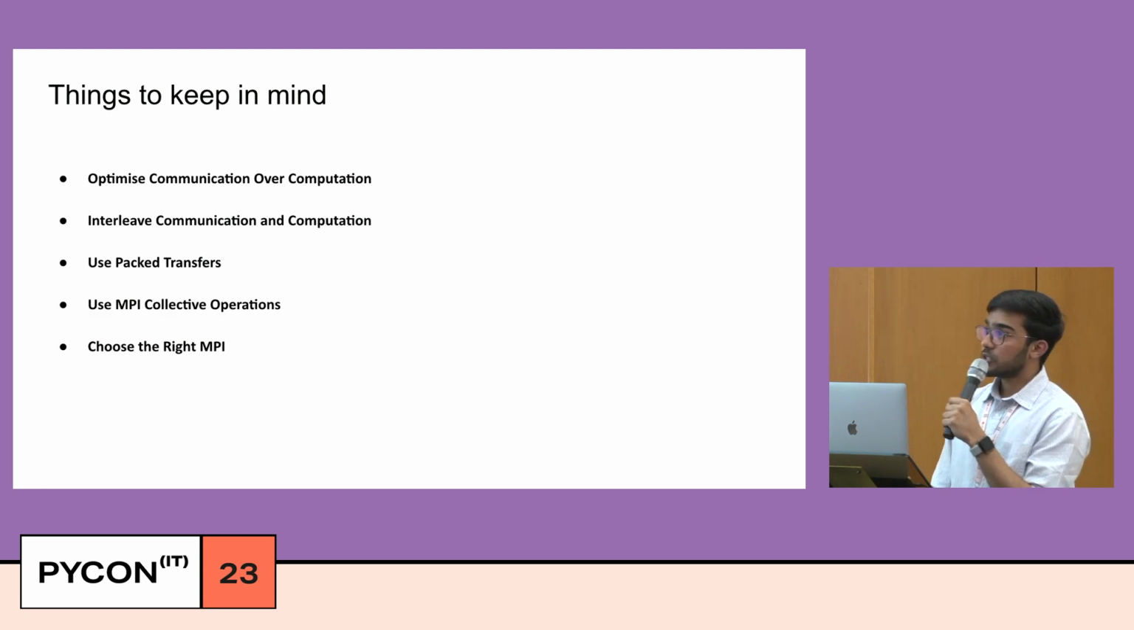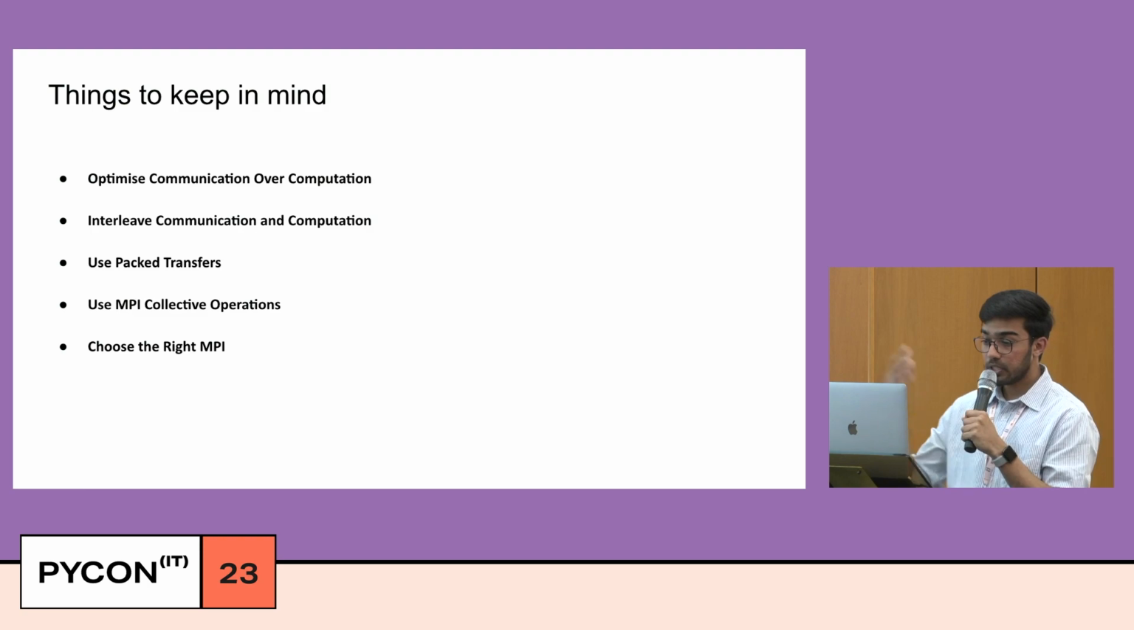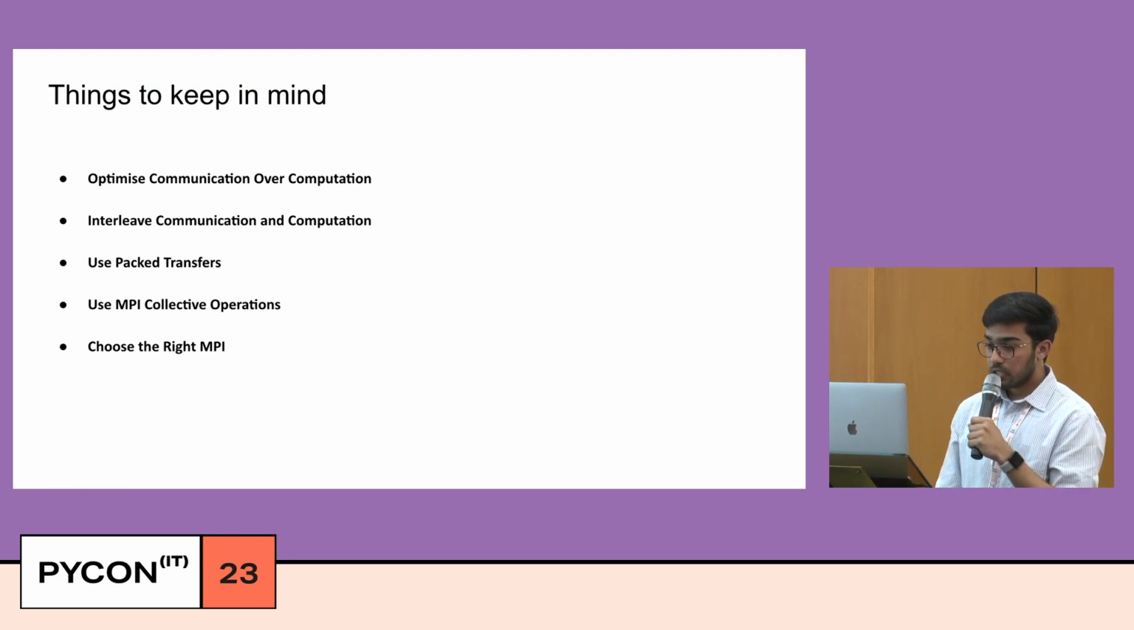Optimize communication over computation. If you have a choice of doing communication or doing computation, because communication is slightly slower, you can always prefer to do computation over communication. And the same goes with optimization. The next one is interleaving.